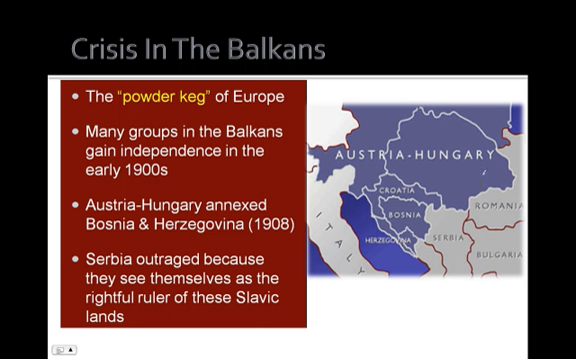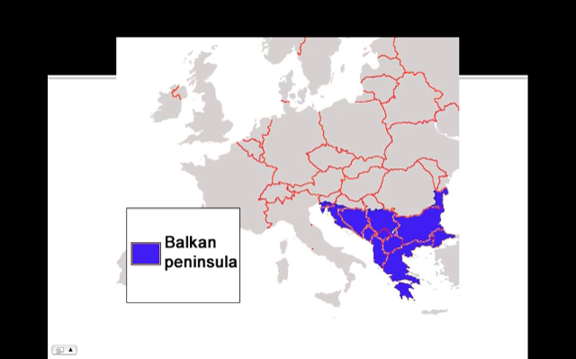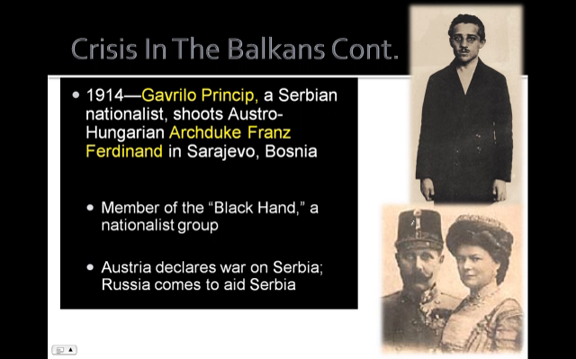So the powder keg, where are we looking? We're looking right there. Austria-Hungary had annexed Bosnia and Herzegovina, these two countries, taking them over. Serbia is outraged because they see themselves as the ruler of these. So Serbia and Austria-Hungary are fighting over these areas, right in here. That's why it's called the powder keg. Here again you can see all the different groups living in that area. Serbia, Austria-Hungary, there's Sarajevo. Again, the Balkan Peninsula's right here. We did all this.